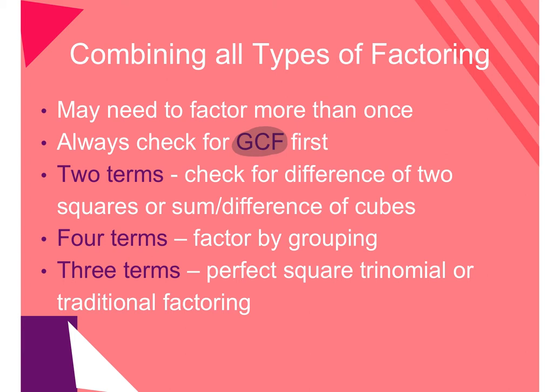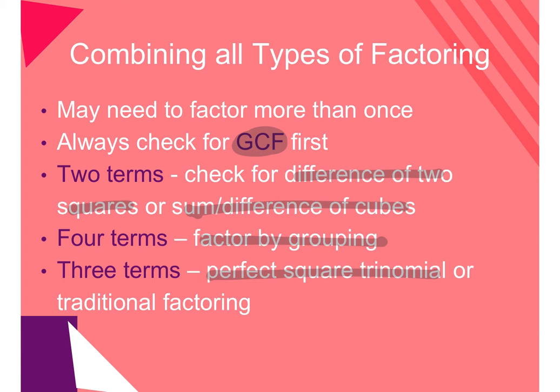Then we're going to look at what's left. Are there two perfect squares separated by a minus? Now that's the difference of two squares. Are there two perfect cubes separated by a plus or minus? Now it's the sum or difference of cubes. If there are four terms after you factor out a greatest common factor, then we're going to factor by grouping. And if there are three terms, you're looking to see if the first and last are perfect squares, because then we're going to test for the perfect square trinomial, where we square root the first, square root the last, and double the product to see if it matches the middle.